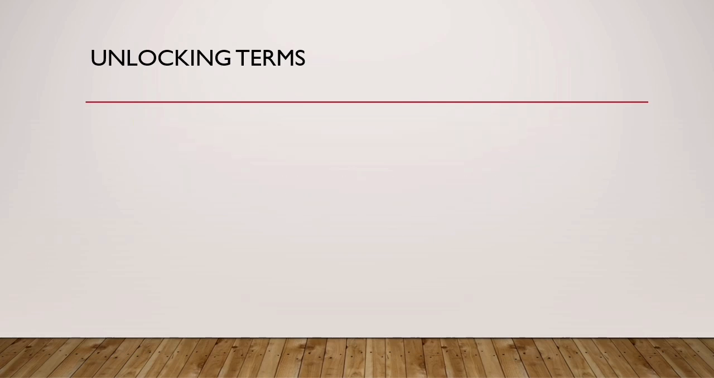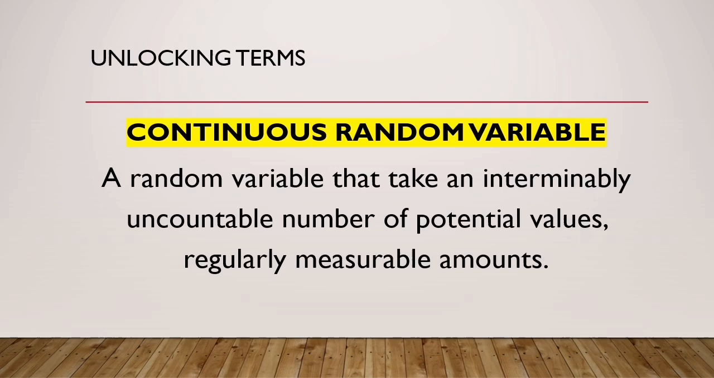While the continuous random variable is a variable that can take an interminably uncountable number of potential values, regularly measurable amounts. Since discrete is countable, this is exactly the opposite, since this is uncountable. The values of a continuous random variable cannot be counted, but instead, they can be measured. You will understand these two types of random variable as we go along with this lesson. So let's have an example.